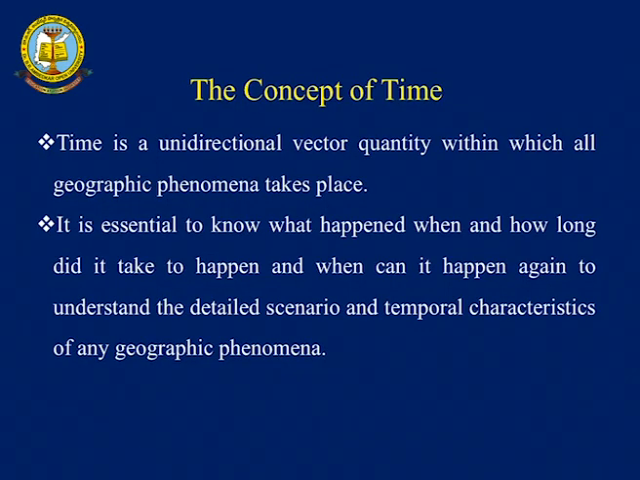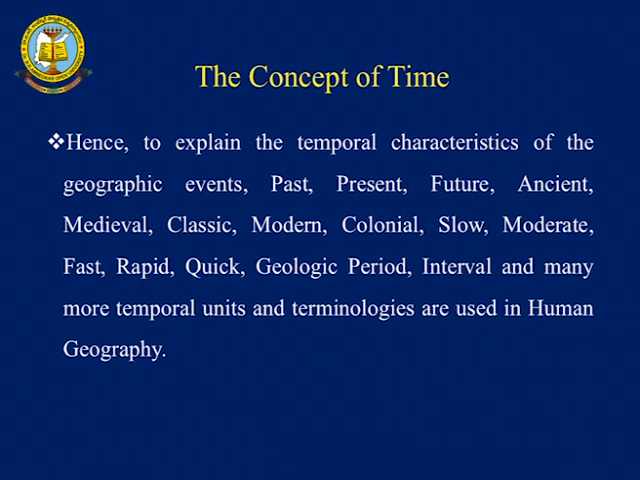This is a unidirectional vector quantity within which all the geographical phenomena take place. So it is essential to know what happened, when, and how long it took to happen. In the time scale, if you want to represent it in human geography, what do you represent? It has taken place in the ancient period or the medieval period or the classic period, isn't it? If you want to show any time period, this is the terminology which we are going to use in your human geography.